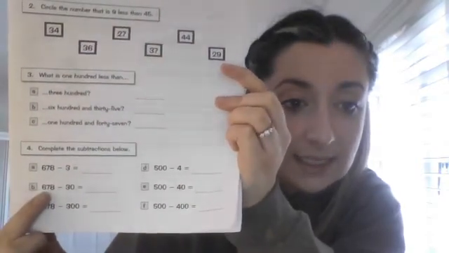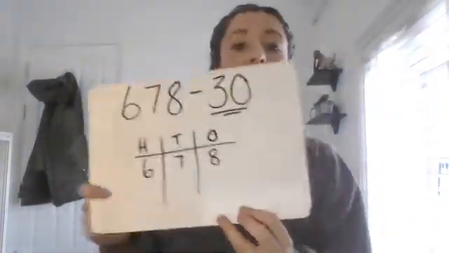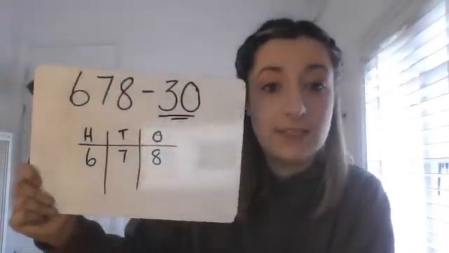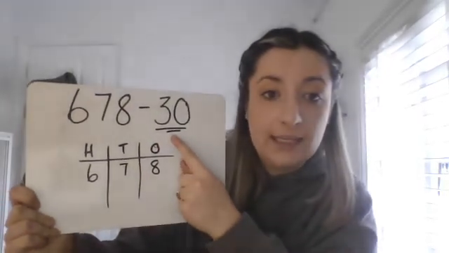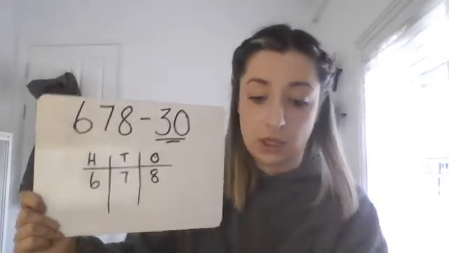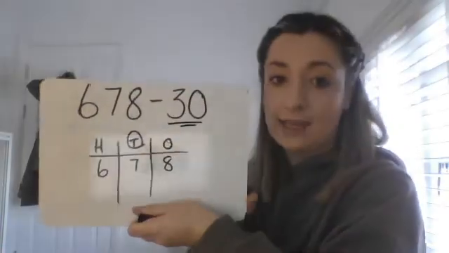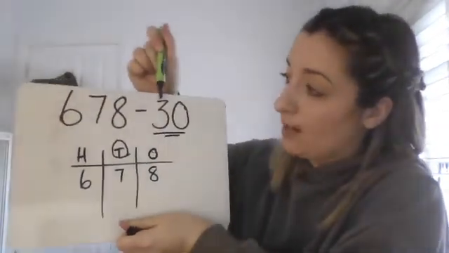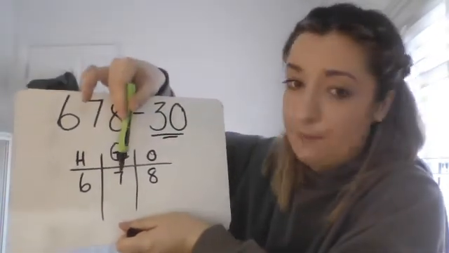So I'm going to come to B, and we're going to do that one together. And it says 678 minus 30. So here on my whiteboard, I've written 678 minus 30. I've underlined 30. 30, we need 3 tens. So we're going to be looking in the tens column here. So I'm going to circle the tens column. Now it's not asking for 10 less. We need to subtract 3 from that 7. So we're subtracting 30 from the 70.